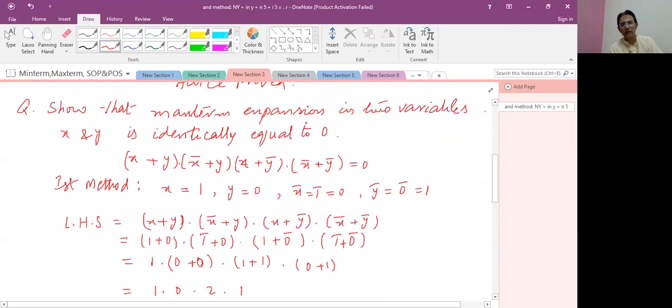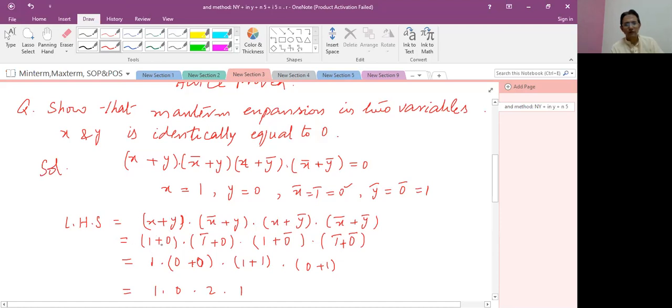Show that the Maxterm expansion in variables x and y is identically equal to 0. So when we consider the method according to Boolean algebra, what is x? If we consider x is 1, y is 0, so the complement of x, that means 1 complement, is 0. And when we consider the complement of y, it is 0 complement, it is 1. So first we consider the left hand side.